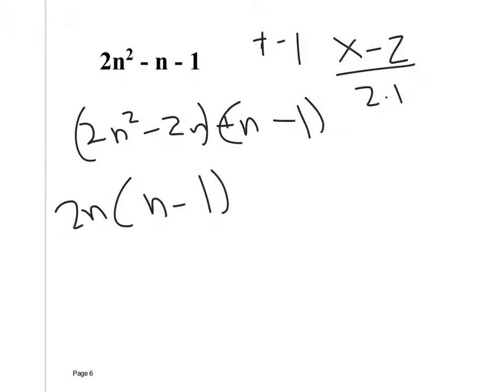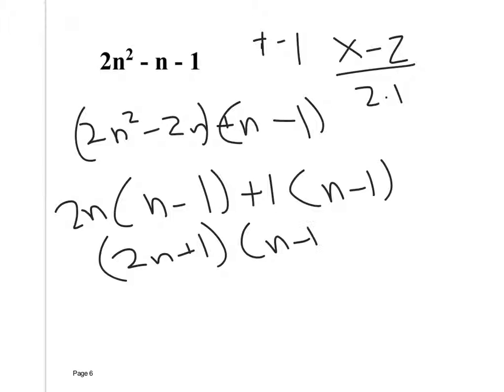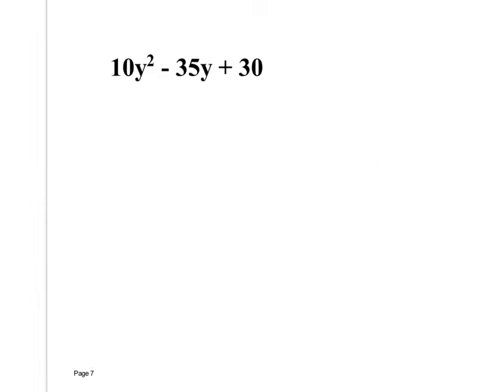What could I take out of n and negative 1? 1. So I'm left with n minus 1. I don't want it to change since it's already what I want it to be. So 2n plus 1 and n minus 1 is your answer.